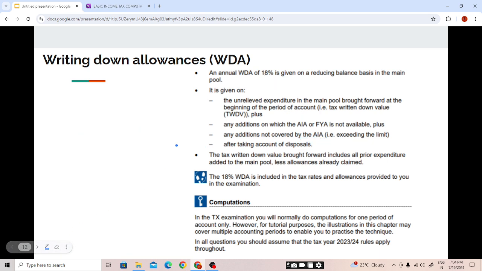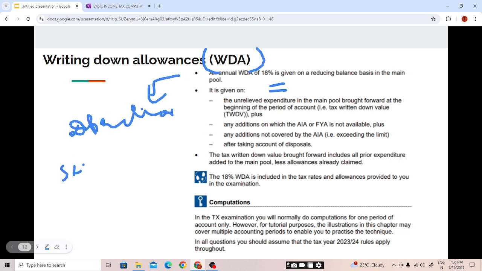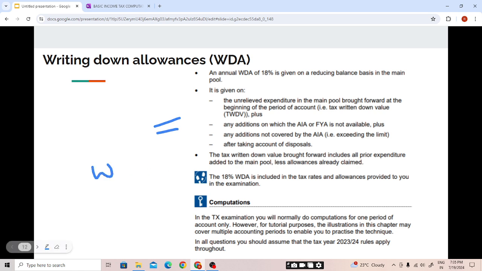For main pool the rate is 18%. This WDA is same as the depreciation. We had the SLM basis and the other method, written down value method. This is same as the written down value, the WDA. And in the IAS and IFRS the percentages were different, but in the tax rules the percentages are different. I hope this is clear. And WDA is also not available in the cessation of the trade in the period of account in which the business ceases.